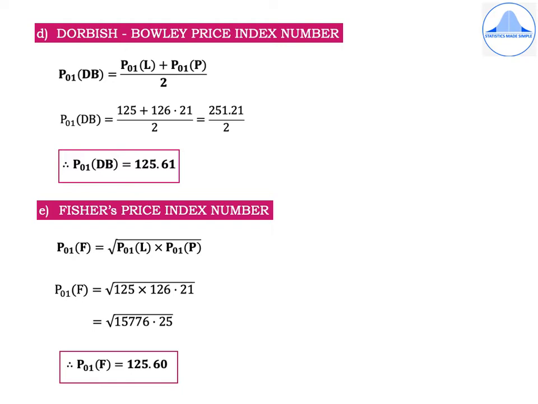Fifth subdivision, Fisher's price index number. It is the geometric mean of Laspeyres and Paasche's price index numbers and is given by P01 of F is equal to root of P01 of L into P01 of P, which is equal to root of 125 into 126.21, which is equal to root of 15,776.25, or P01 of F is equal to 125.60.